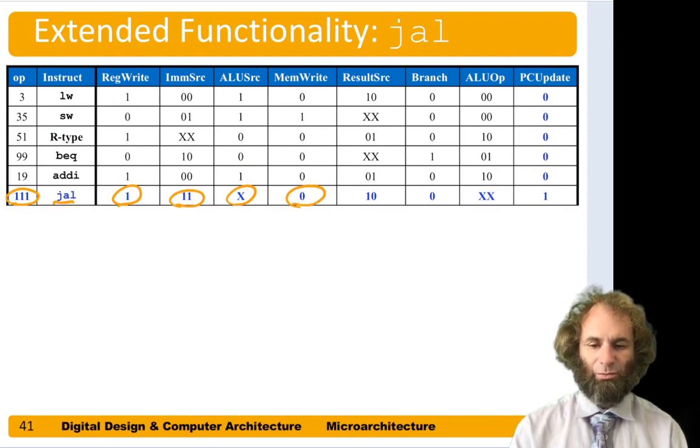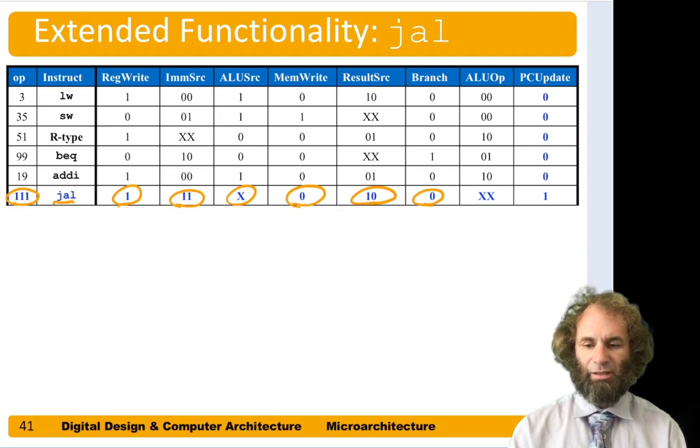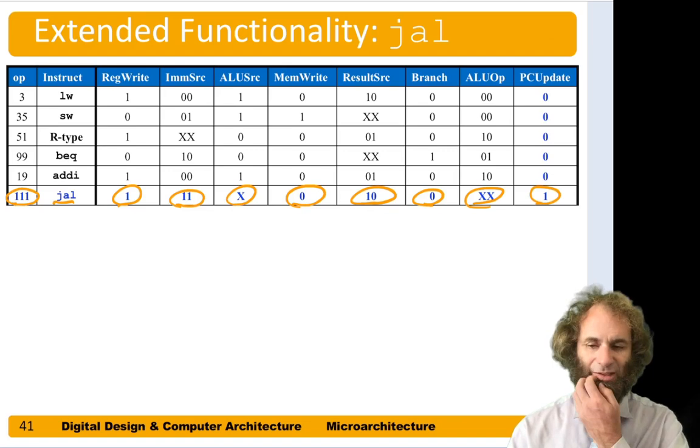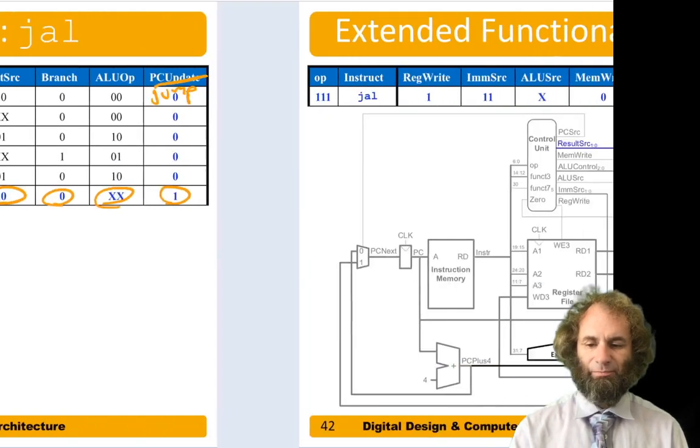Memwrite is 0 because we're not writing to memory. Result source is 1, 0 because we're going to provide a new input to the result mux to take the value from PC plus 4. It's not a branch, so branch is 0. It's not an ALU instruction, so it doesn't matter what ALU op is because we're not using the ALU. And let's make this PC update or jump signal. This was also called jump in the previous figure. Let's make that 1.